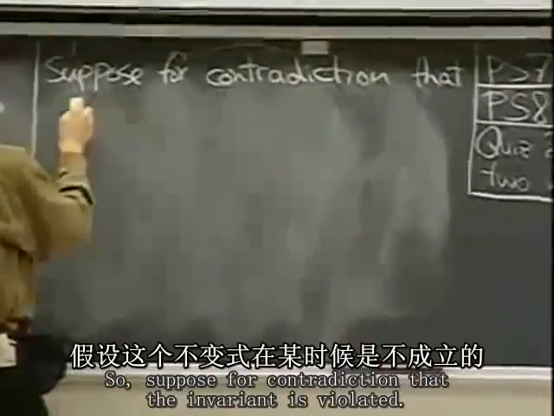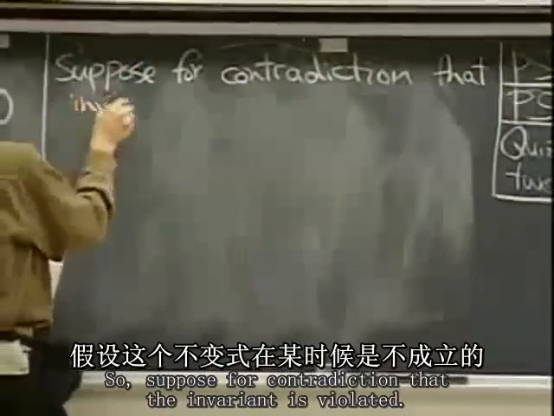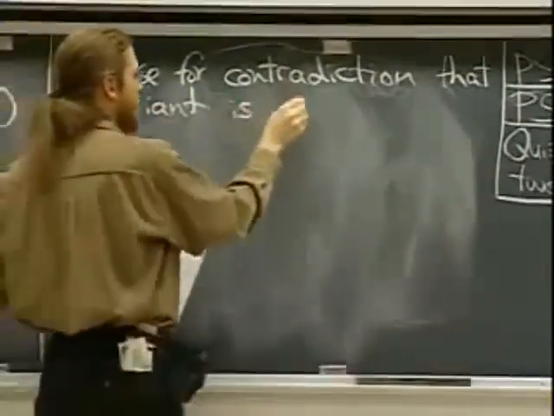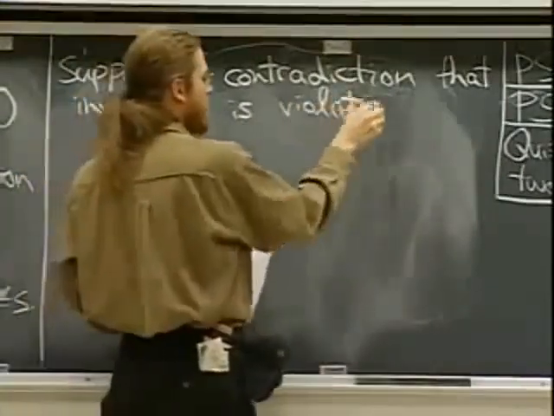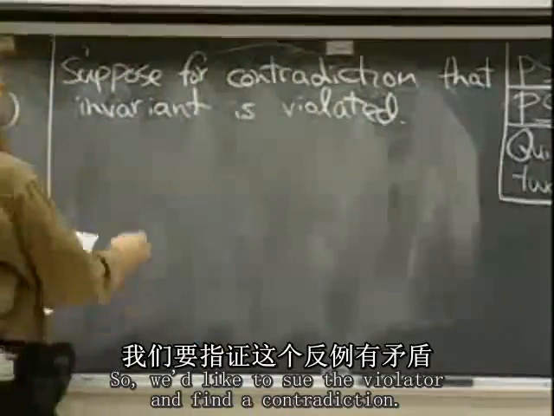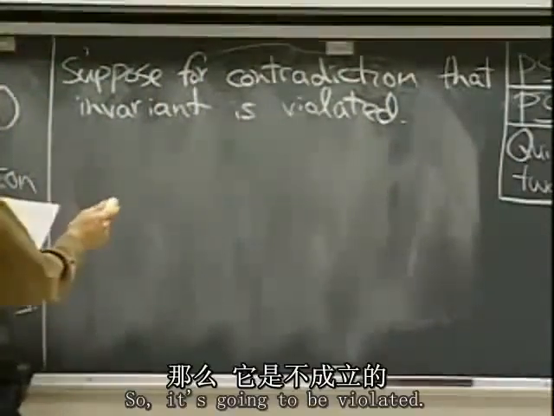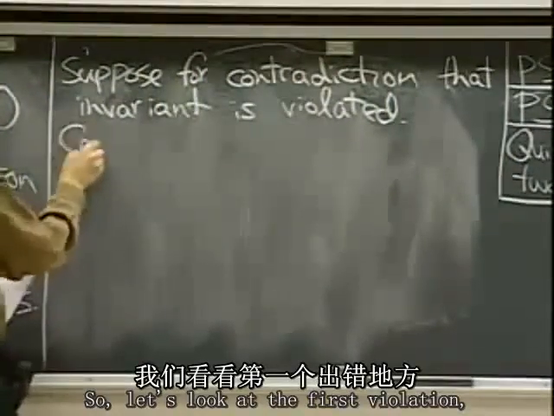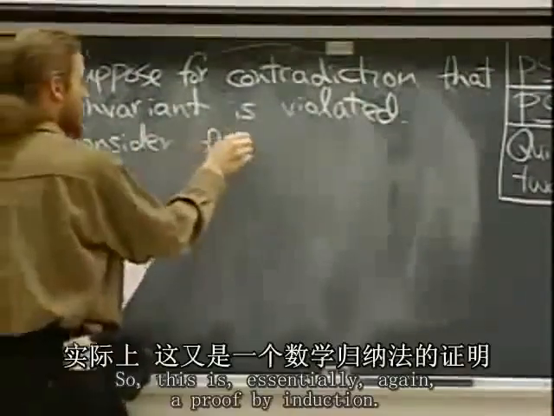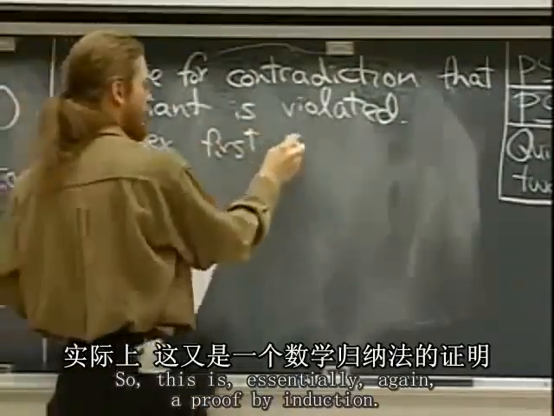So suppose, for contradiction, that the invariant is violated. We'd like to find the violator and derive a contradiction. So let's look at the first violation, the first time it's violated. This is essentially, again, a proof by induction.